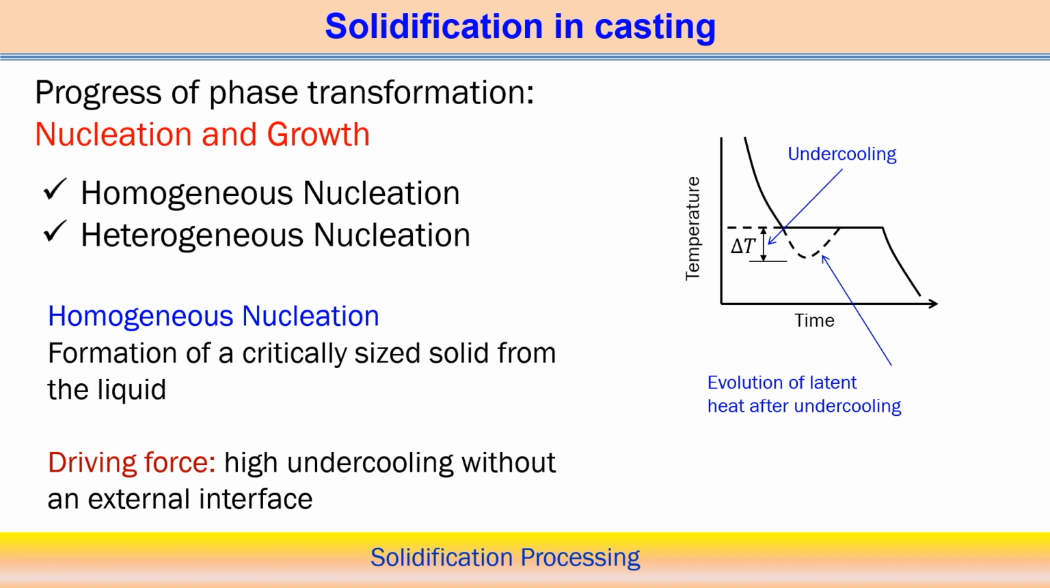The progress of the phase transformation, already discussed, has two phases, nucleation and growth. We know that nucleation has the homogeneous nucleation process and the heterogeneous nucleation process, and in both cases the driving forces are different. In the homogeneous nucleation process, the critical size of solid forms from the liquid phase, and here the driving force is mainly the degree of undercooling, and mostly in the ideal situation it is without any kind of external interface.